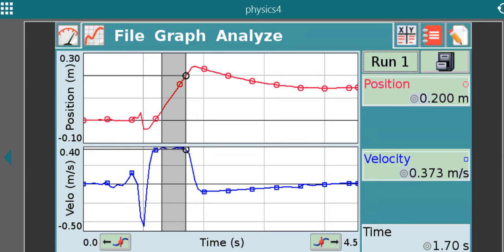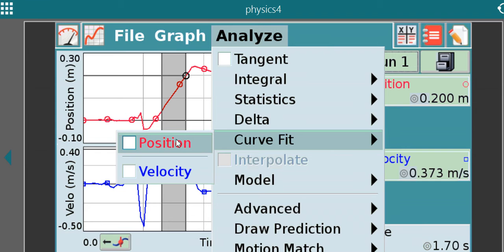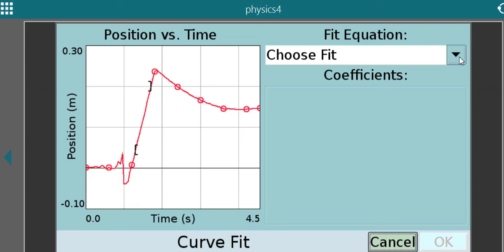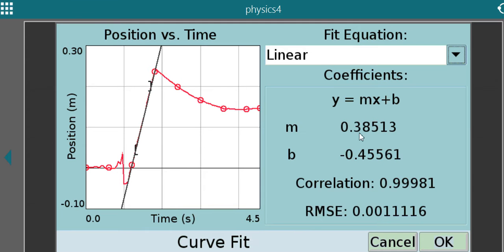I'll have the data set from this experiment available in just a second, but what I'll point out is that you'll have something that looks like this, a position time graph, and the cart's moving. If we take this region of it and look at the slope, we'll be able to figure out its velocity. We can do that by going through Analyze, Curve Fit, choosing the position function, and then choosing a linear function. The slope of it would be the velocity in meters per second.